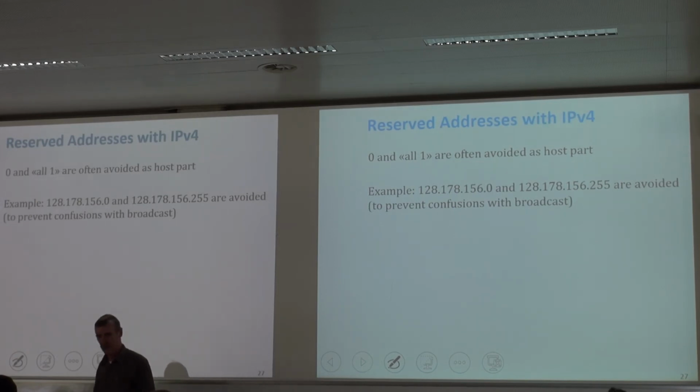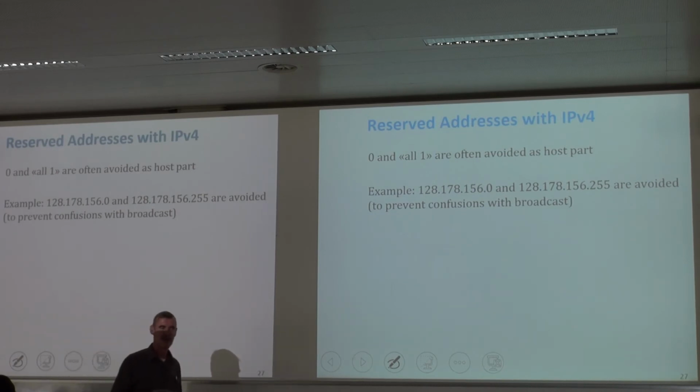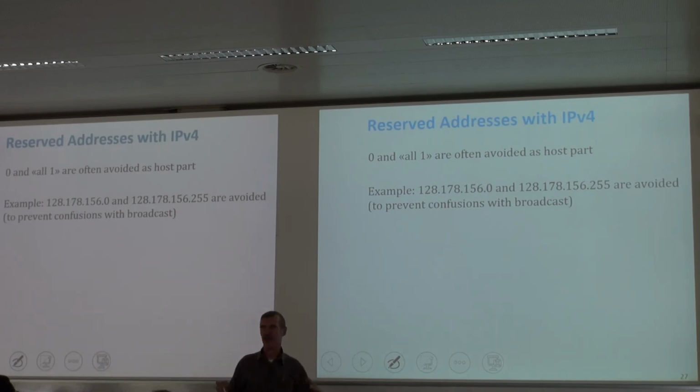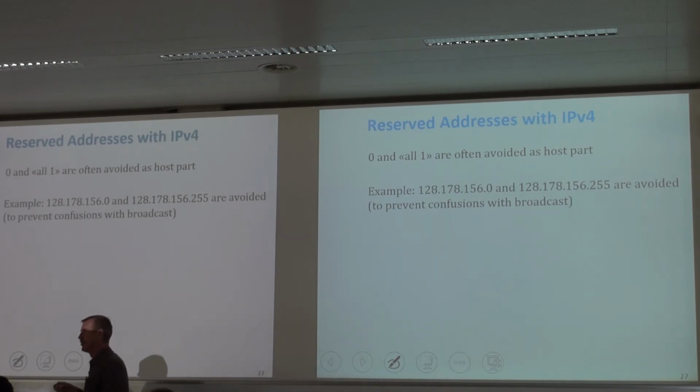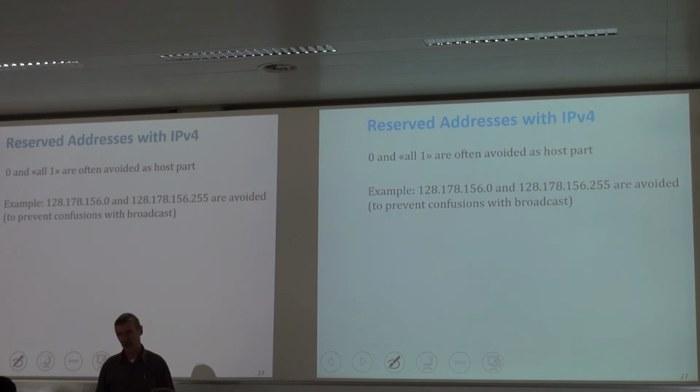Remember, with IPv4, as with IPv6, 0 and 1 are reserved. All 1 somewhere means broadcast. All 0 somewhere means non-existent address. Now, of course, because the address prefix might vary, you don't know, if you take 128.178.156.0, whether it is a valid address. Is it the non-existent address, or is it an address that corresponds to the 156.0? So this convention makes sense only if you know the network mask. It's not fully unambiguous. So in principle, you avoid the all 0 and all 1 as part of the host part.